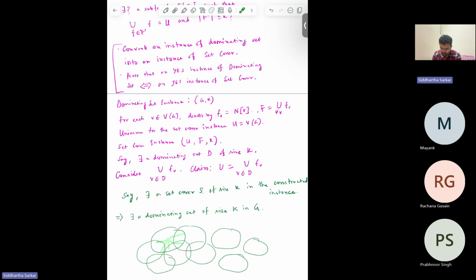So every set is some vertex and its neighborhood. So if you take the corresponding vertices of the set cover S, then you essentially ensure that all the vertices in the graph are dominated, because every set in the set cover corresponds to some vertex dominating some other vertices. Since the set cover includes all the vertices in the universe, the corresponding vertices dominate all the vertices of the original graph. So the other side is also simple.